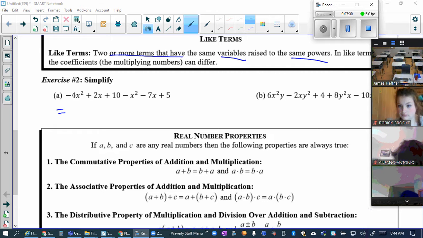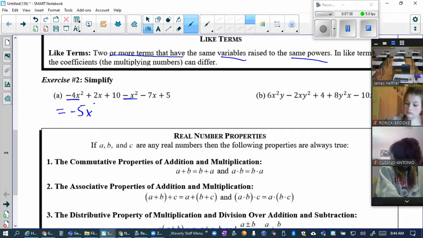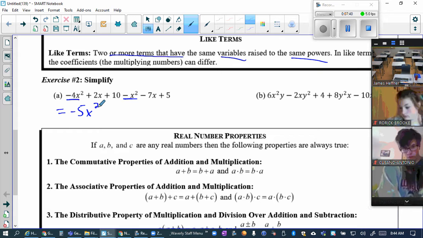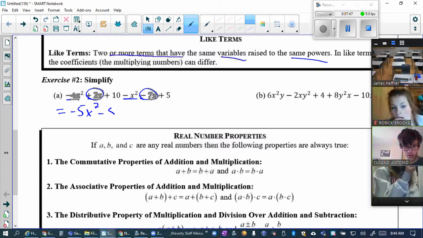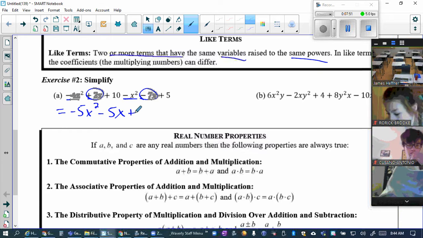So we have negative 5x squared, right? Negative 5x squared, okay? And then what do we have after that? Minus 5x, right? And then what? Plus 15, right?